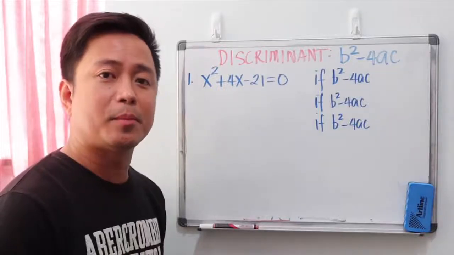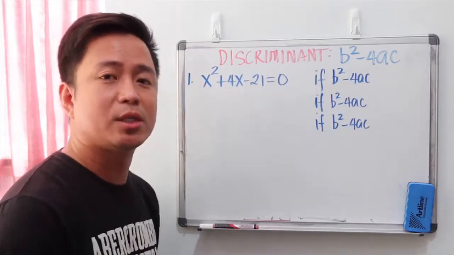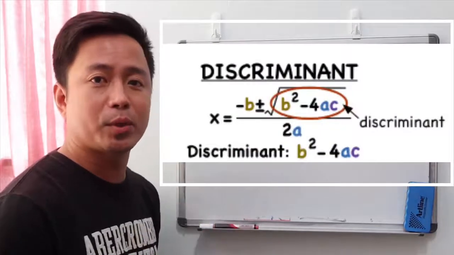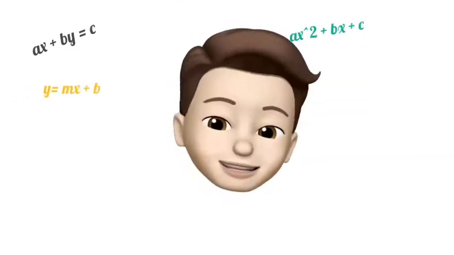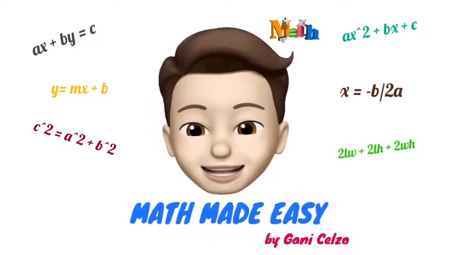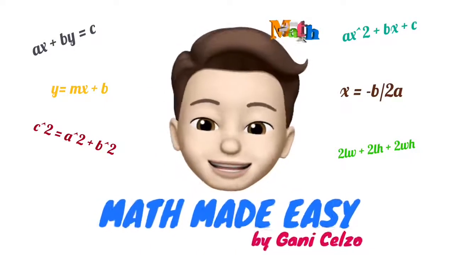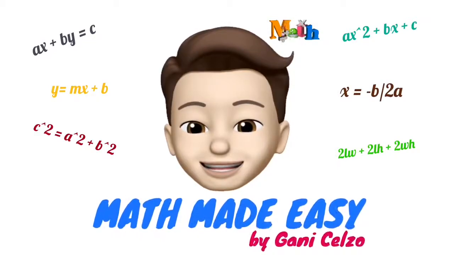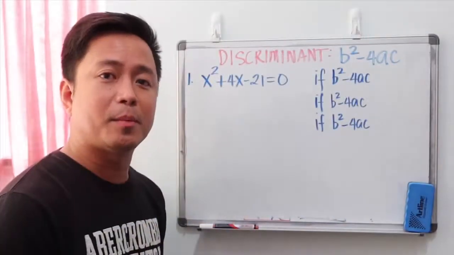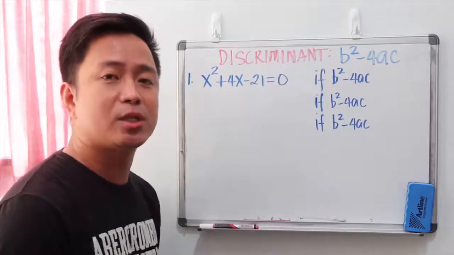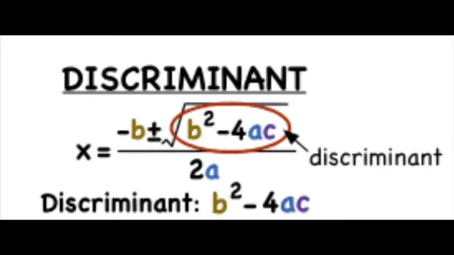We can identify the number of solutions of a quadratic equation using just the portion of the quadratic formula that is inside the square root, the expression b squared minus 4ac, which is called the discriminant of the quadratic formula.